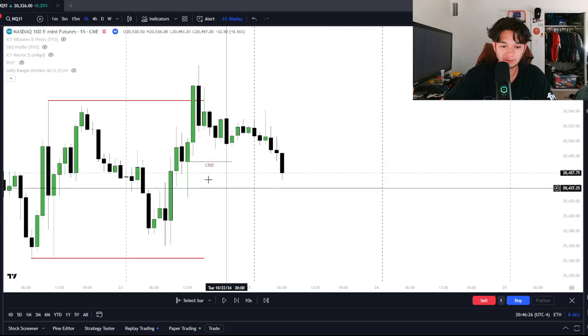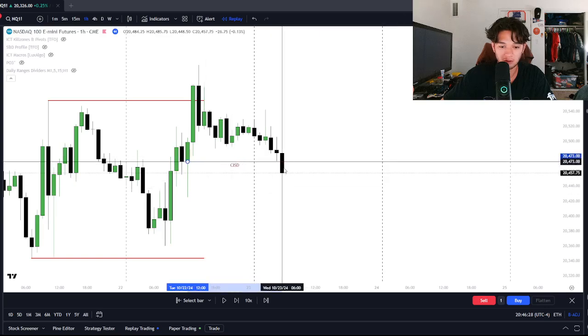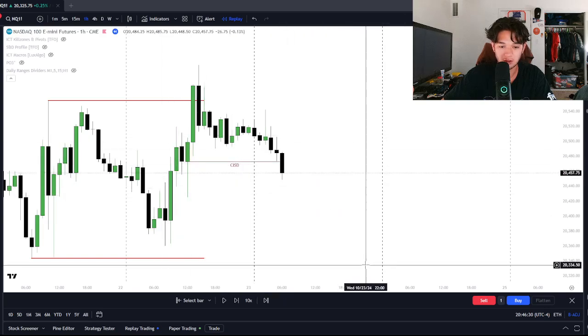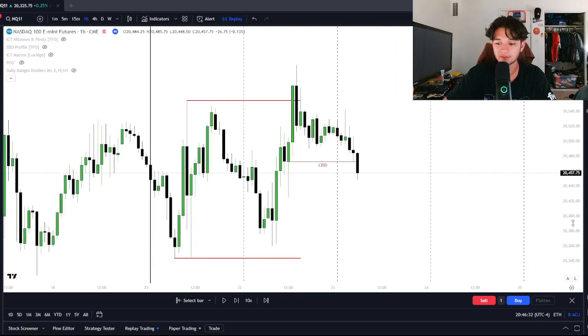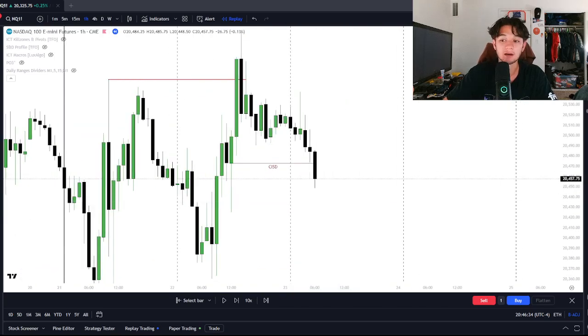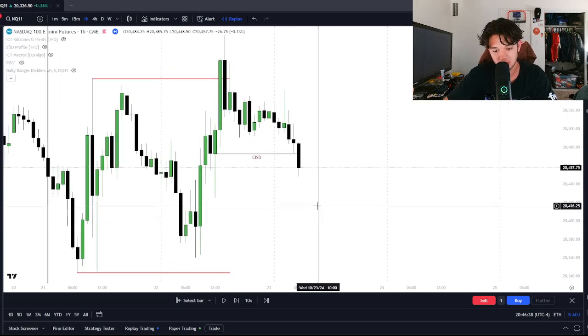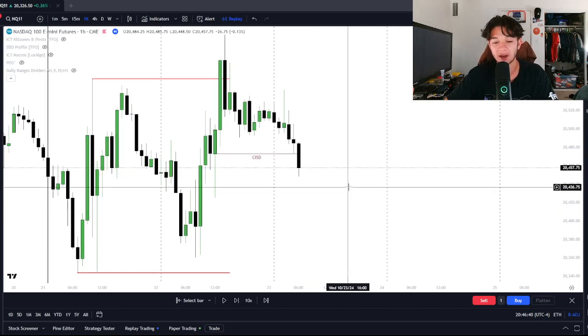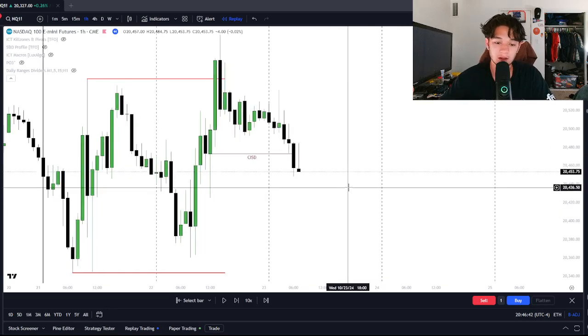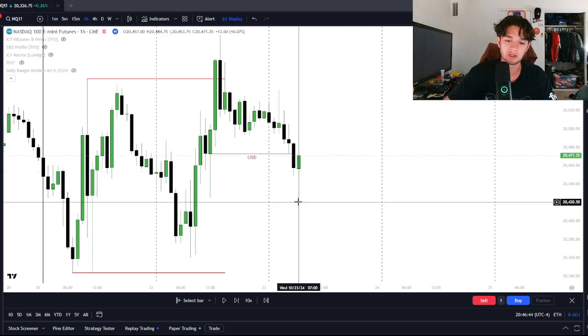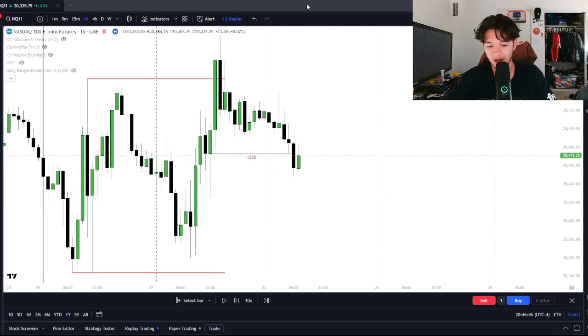Boom. We now get a candle closed through here. Change the state of delivery. My classic week expansion is now confirmed. So coming into Wednesday, I have a bearish bias. I'm not going to go into the charts and trade this, but we'll just see what happens.